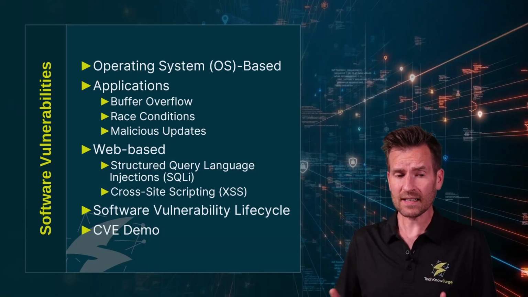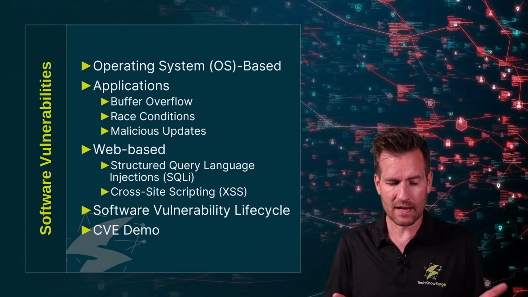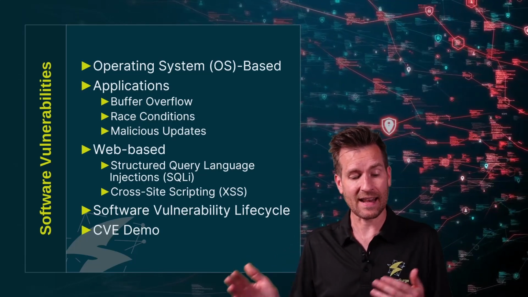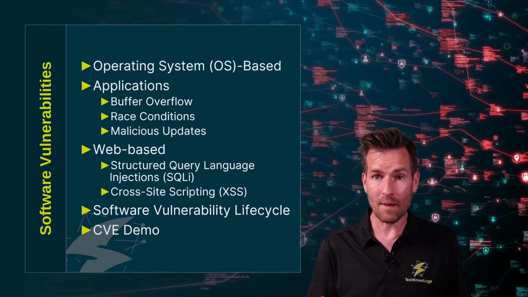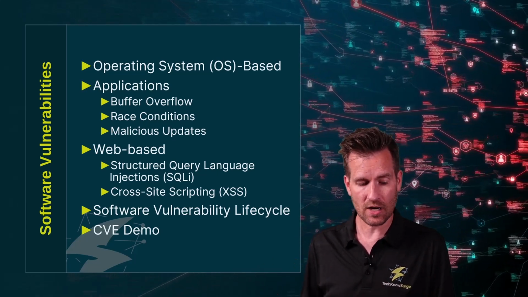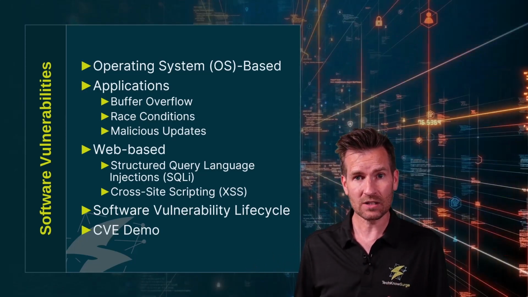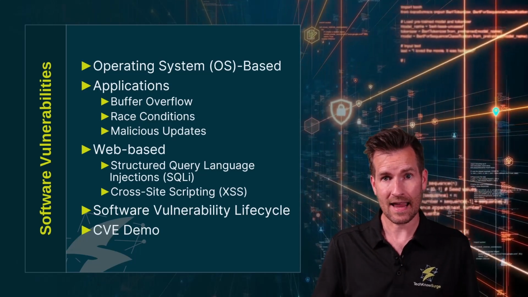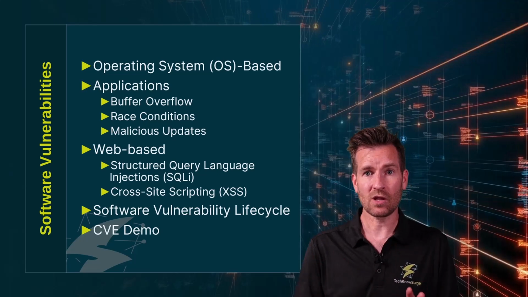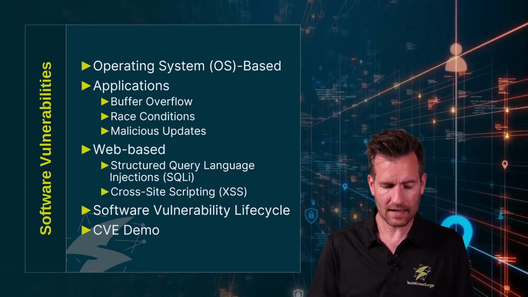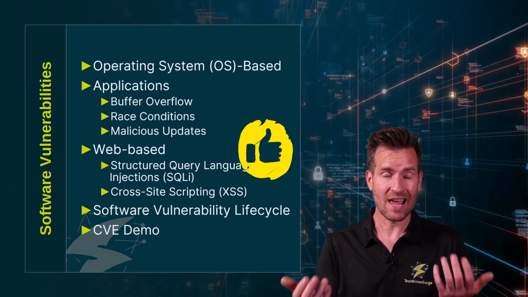In this video, we talked about a few common software vulnerabilities. We briefly mentioned operating systems. We talked about applications, and they can have buffer overflows, race conditions, and malicious updates. We talked about web-based vulnerabilities such as SQL injections and cross-site scripting. And then we got into the software vulnerability lifecycle and talked about what a 0-day is and the Common Vulnerabilities and Exposures list. And then we wrapped this up by taking a look at the cve.org website and saw that there's a whole database of these common vulnerabilities and exposures that you could download.